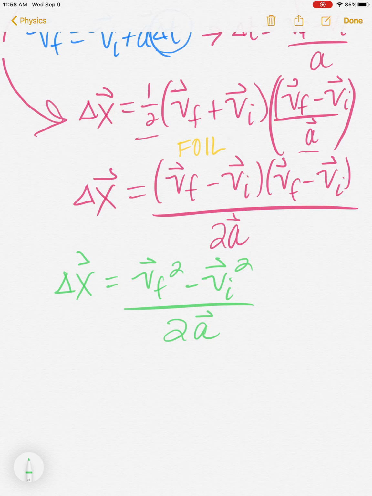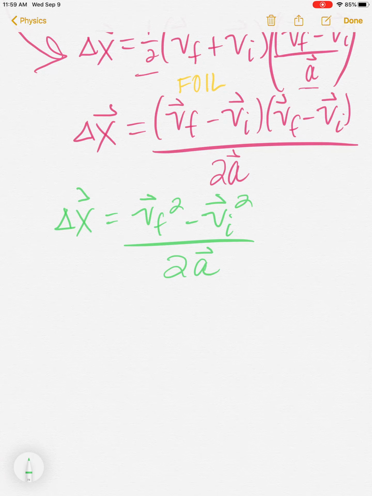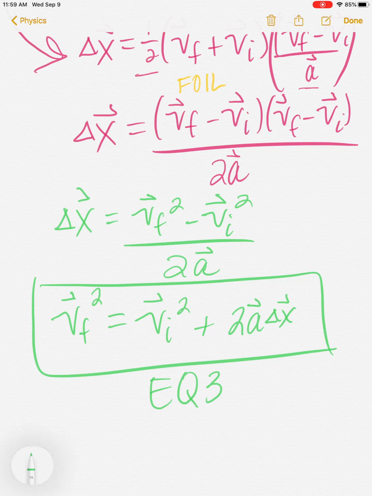That is an absolutely true mathematical statement, but generally we don't like to have fractions in our equation if we can avoid them. So frequently we rewrite this equation to say final velocity squared equals initial velocity squared plus 2 times the acceleration times the displacement. And that is kinematics equation 3, which would be useful if you did not know a value of time.